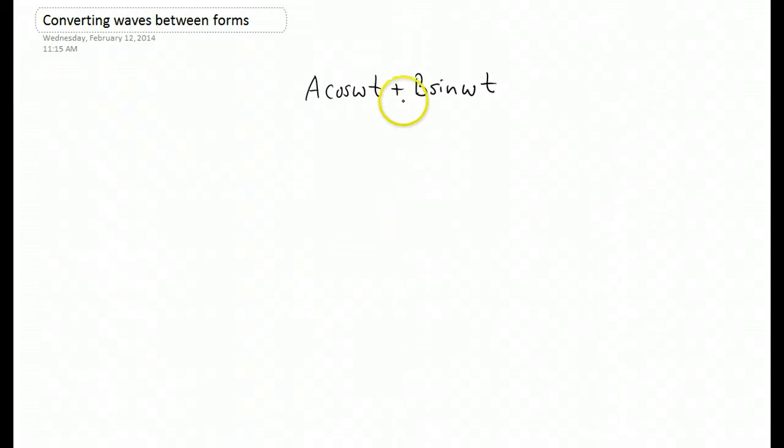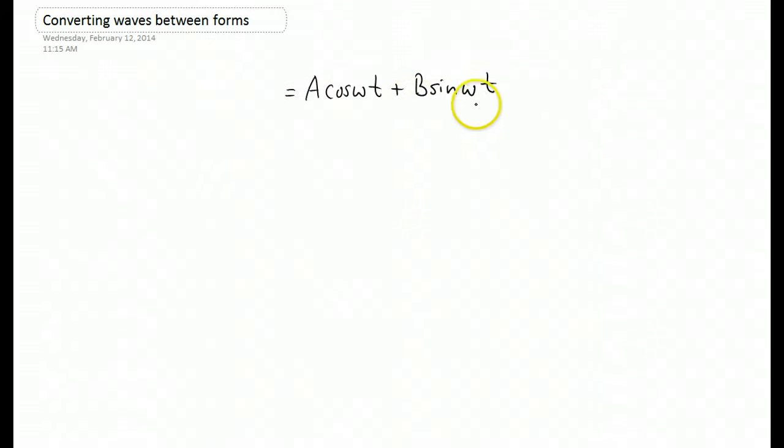If you graph a function that looks something like this, it kind of just looks like a regular old cosine wave. It has some amplitude, it has some angular frequency, and it often looks like it's shifted a little bit. Well, when a wave is written in this form, we often can't tell what the amplitude is right away just by looking at it, and we also don't know right away what the shift is.